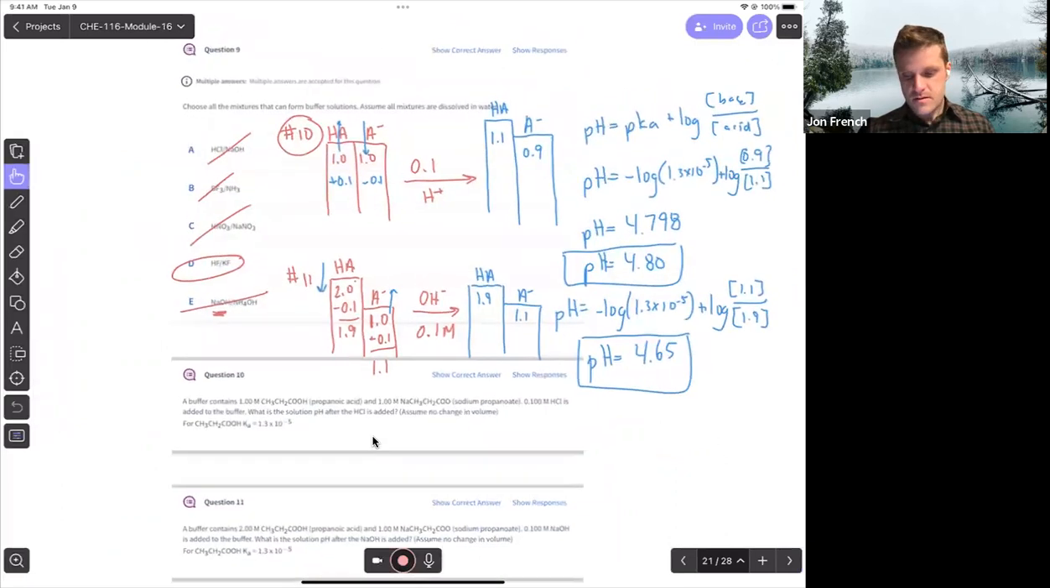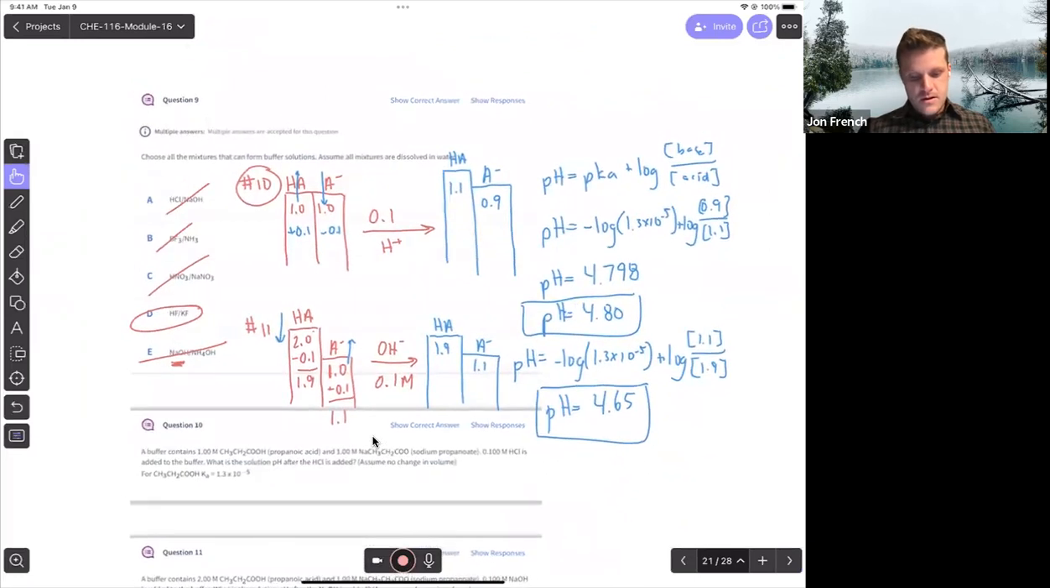Let's see if I can. So we'll do 9 and 10 together. Even though we did 10 in class, I guess we did 11 in class. So 9, 10, and 11. So question 9, what can we use to make a buffer? Weak acid, conjugate base. It's going to be the number one way to make a buffer.